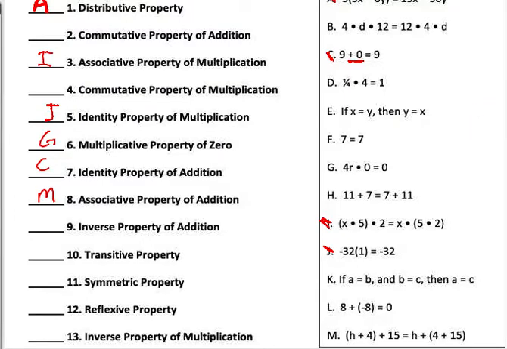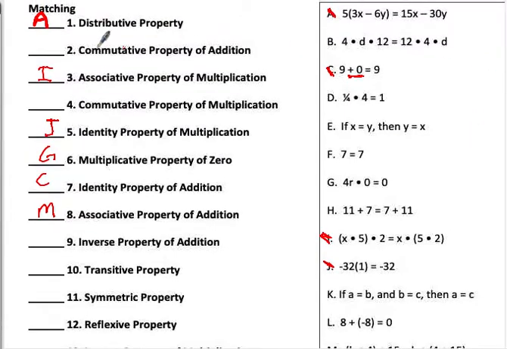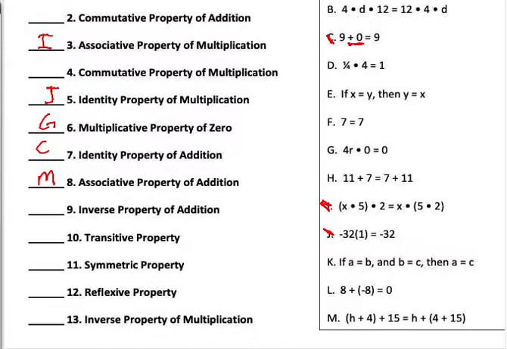There are some other keywords that hopefully you can pick out. Again, we have a commutative property. We have 2 of those, one of addition, one of multiplication. What was the key word with commutative property? Order. So we want things that are the same numbers, but they've changed order from one side of the equation to the other. And we want something with addition. So this one has multiplication. That can't be it. H, 11 plus 7 equals 7 plus 11. That would be the commutative property of addition, H.